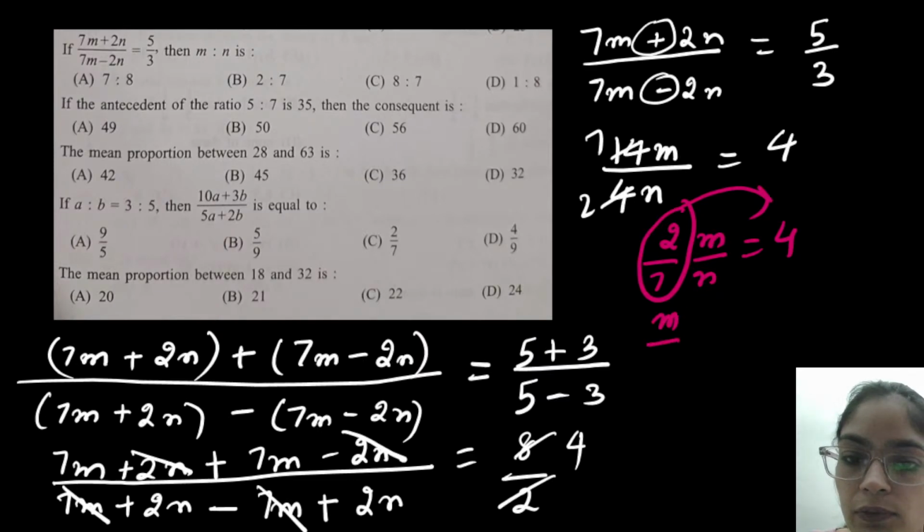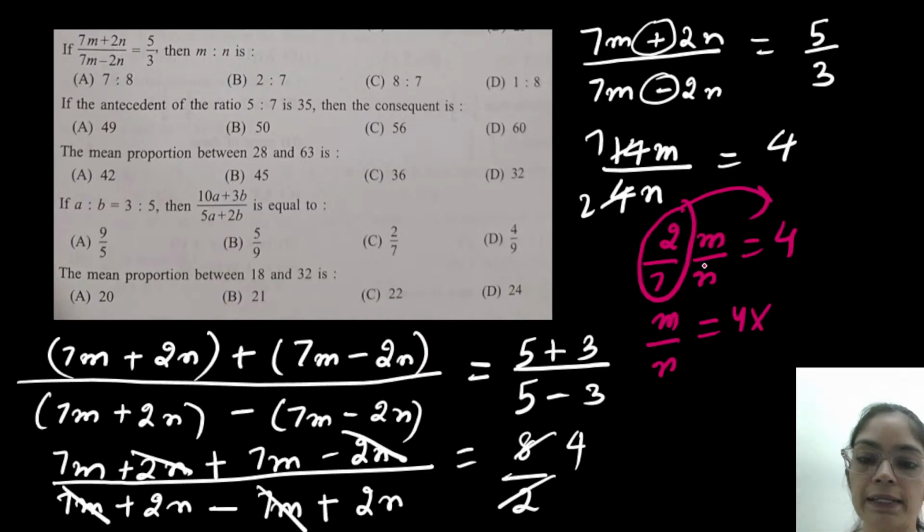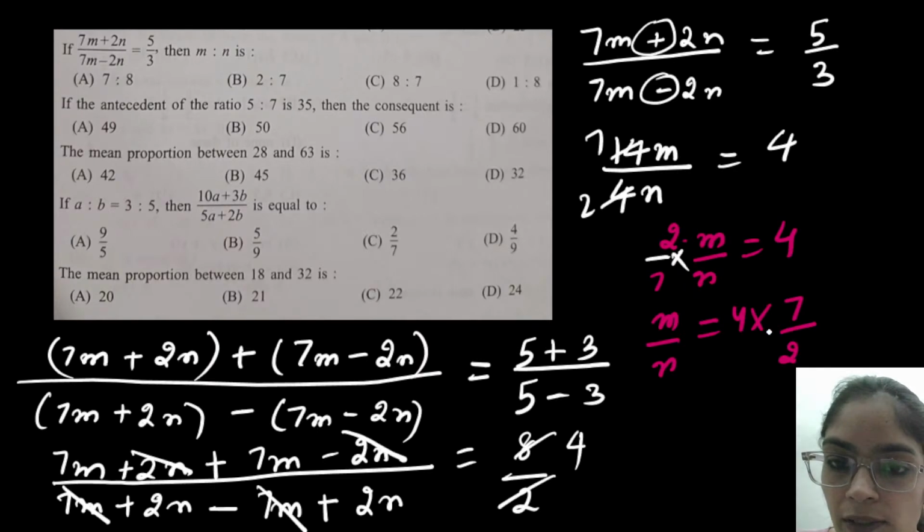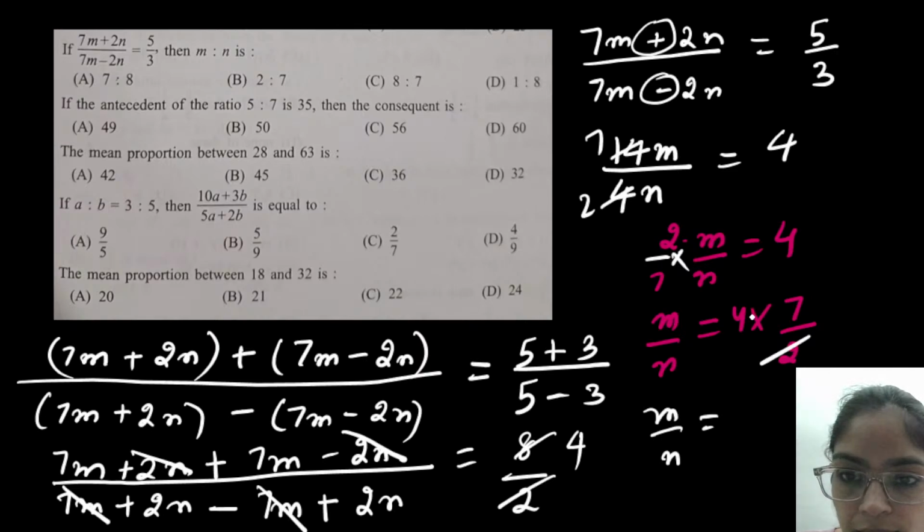So if we shift a fraction to the other side, it will get multiplied, but we have to write the fraction's reciprocal, because 7 will go to the numerator and 2 will go to the denominator. So whenever you are shifting a fraction to the other side and this fraction is getting multiplied, at that time you have to write multiplication on the other side and write the reciprocal of the fraction. Now we can do, so m by n is equals to, again we can do cancellation here.